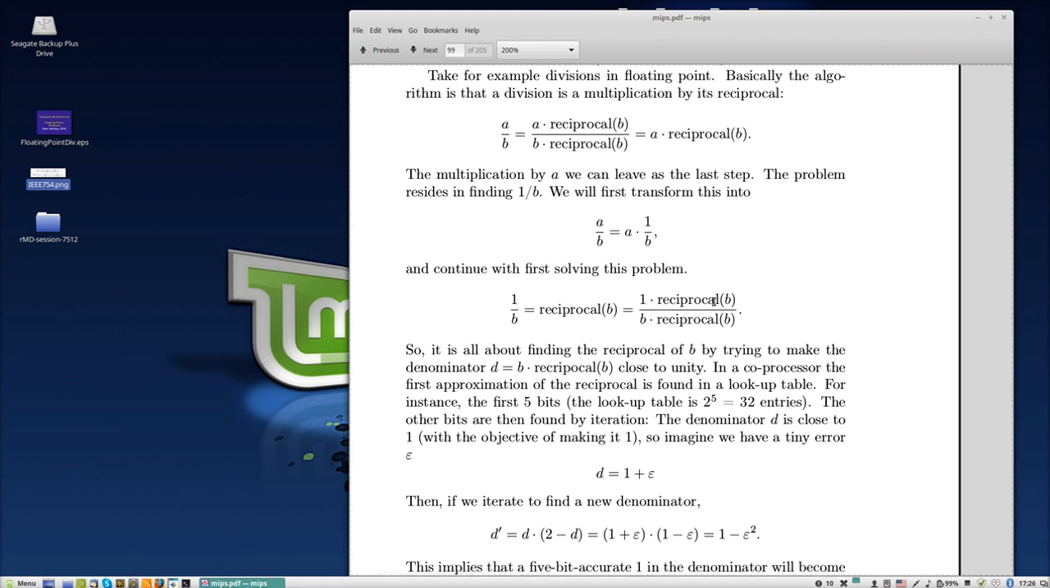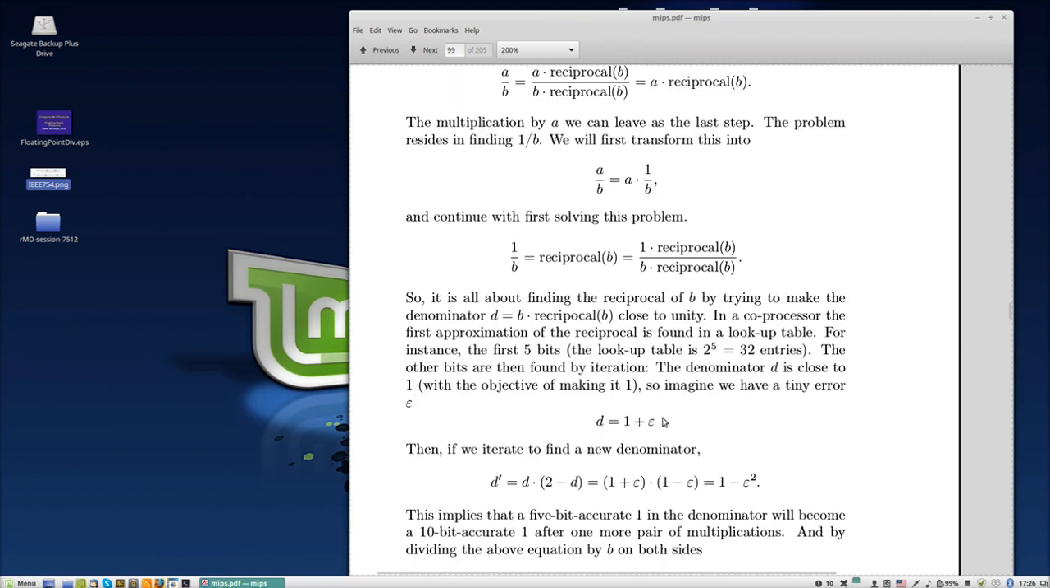I don't know if you see where this is going, but if we can approximate this, make this one 1, then we have here the reciprocal. So that's what we're going to do. We calculate the denominator, and we're going to try to make it 1. The denominator is B times the reciprocal of B.